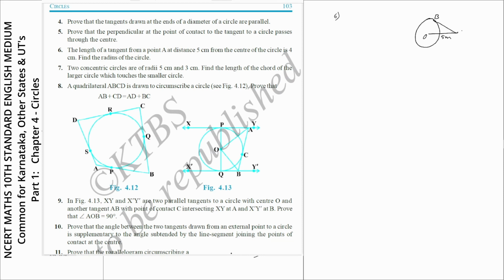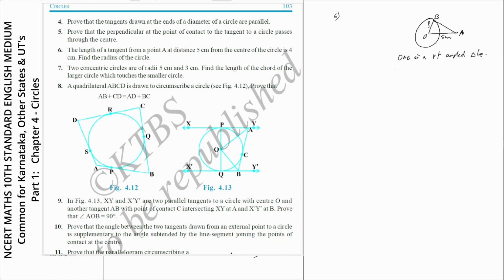AB is the tangent, and we should find the radius of the circle. So what is the radius of the circle we should find? So it's very simple. OAB is a right angled triangle. Why? Always tangent makes an angle of 90 degree with the radius.